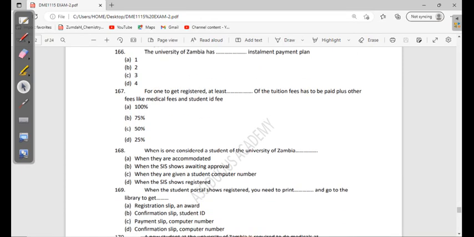167. For one to get registered, at least dash of the tuition fees has to be paid plus other fees like medical fees and student ID fees. 100%, 75%, 50%, 25%. So at least 25% paid.